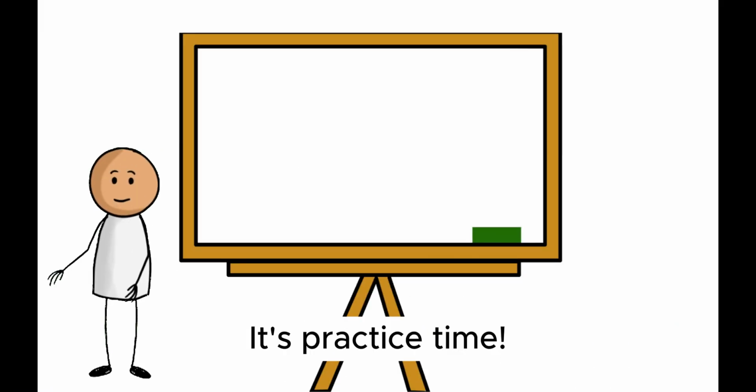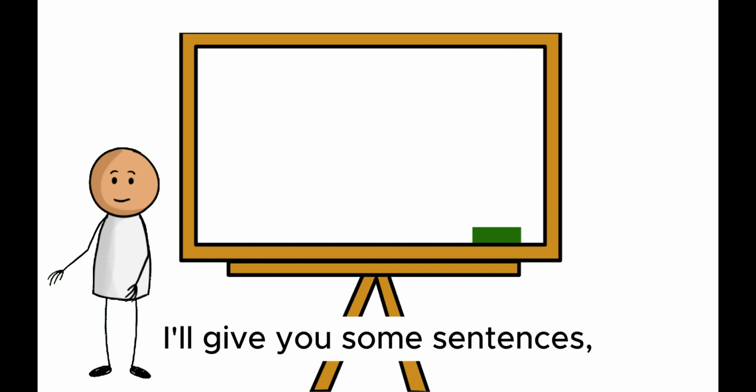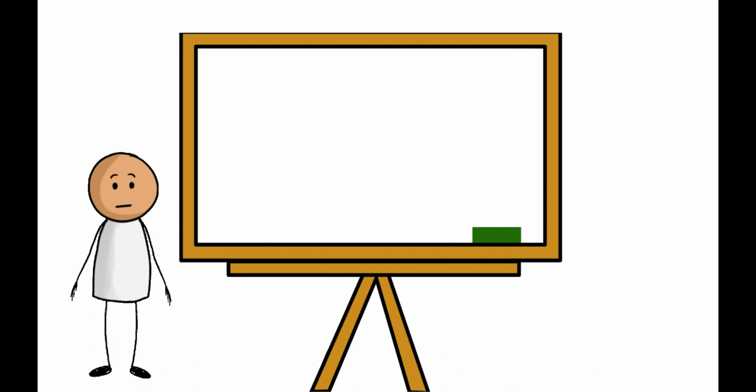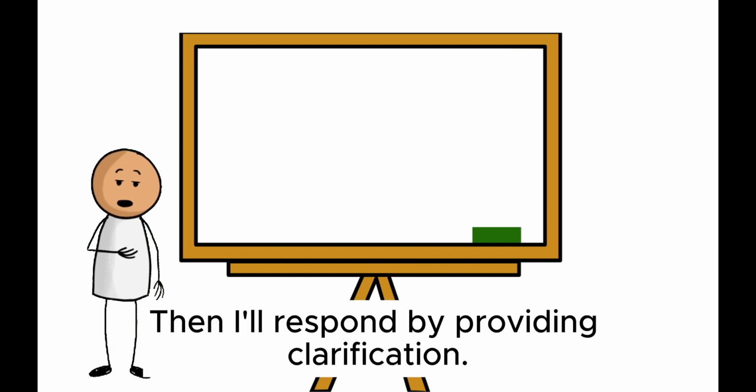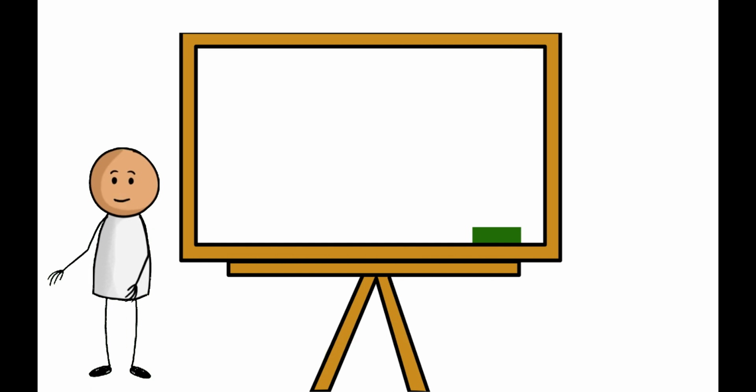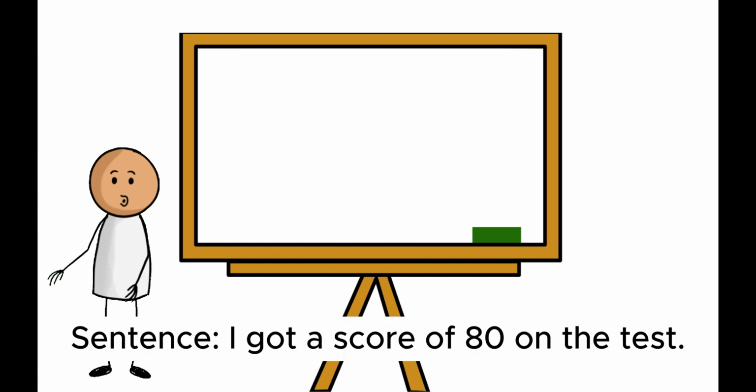It's practice time. I'll give you some sentences, and I want you to ask for clarification using the phrases we learned earlier. Then, I'll respond by providing clarification using example sentences. Let's get started. Sentence: I got a score of 80 on the test.